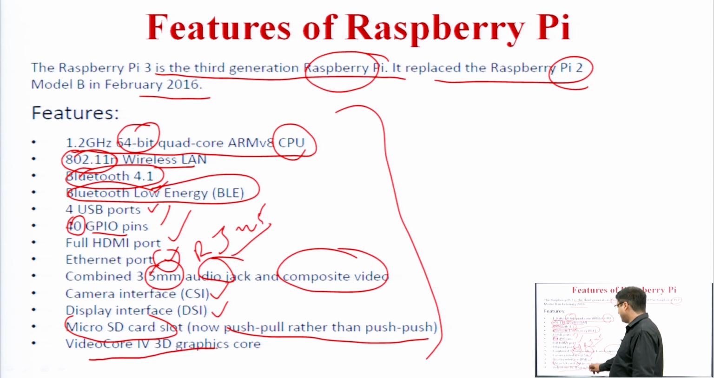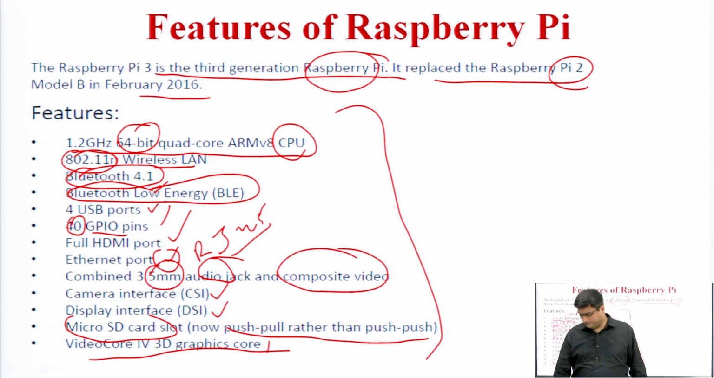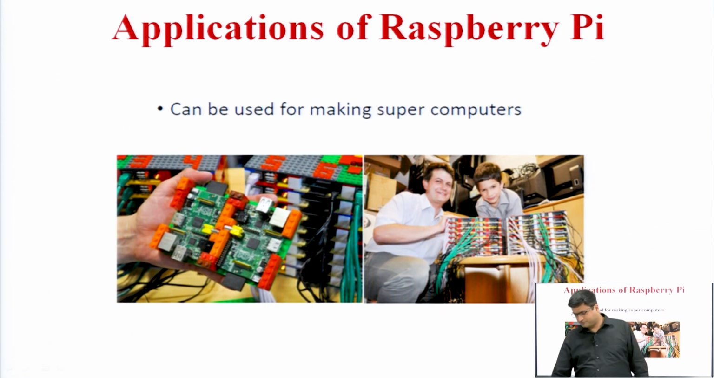It has a VideoCore 3D graphics core, and so these are the main basic features of Raspberry Pi that are applicable to most of the Raspberry Pi boards.